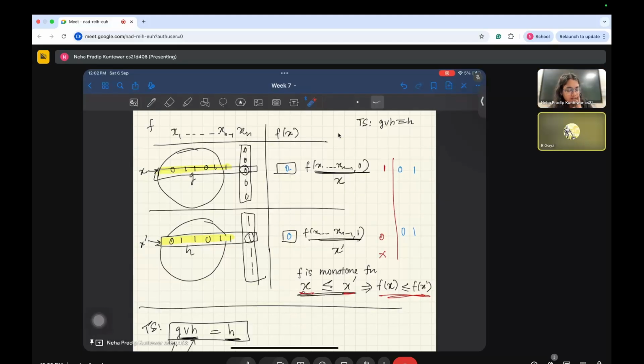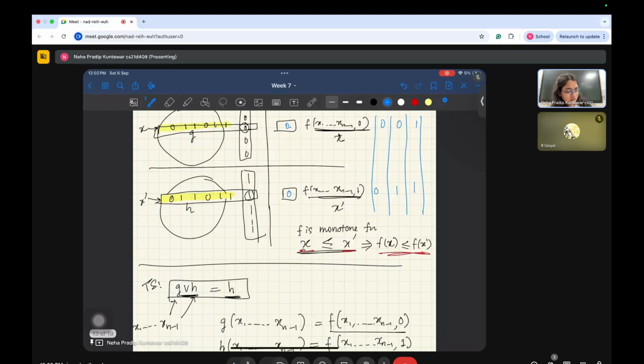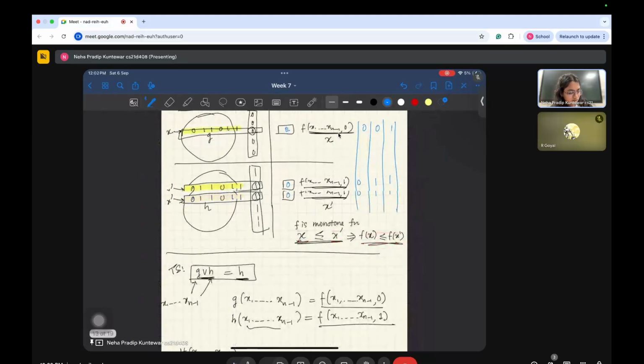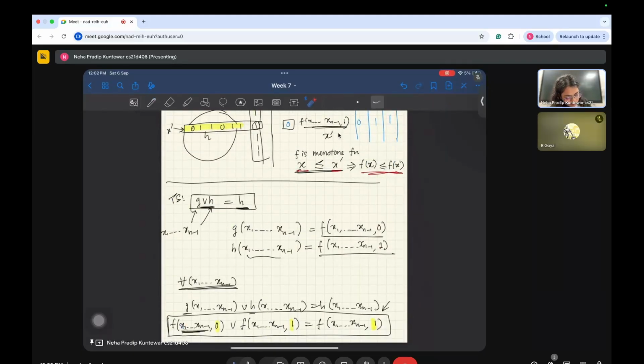Please remove the column written in red, the 1 0 value. These are the possible values. It could be 0 0, it could be 0 1, or it could be 1 1. We want to say that in all the three possibilities, this is true.